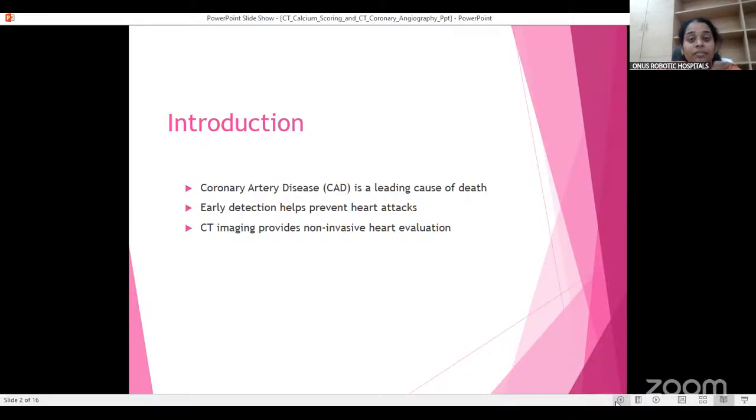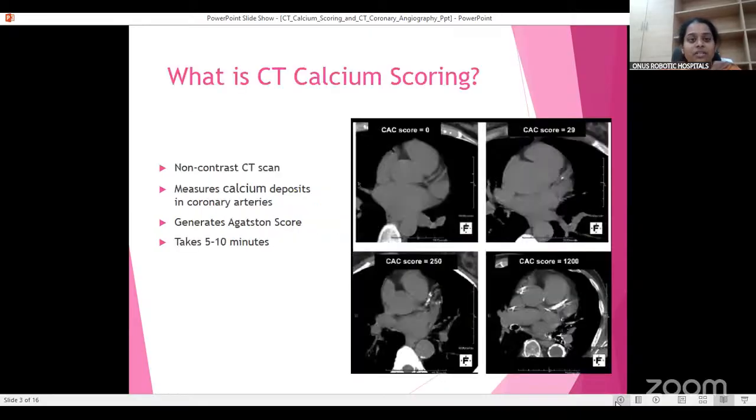Furthermore, if the patient has just risk factors, and we need to risk stratify the patients further for starting hypolipidemic drugs or anything, then we can do the basic calcium scoring test. According to that, we can decide whether the patient needs lifestyle modification, or drugs to modify these risks, or invasive methods. So coming to the CT calcium scoring, it's a non-contrast CT scan.